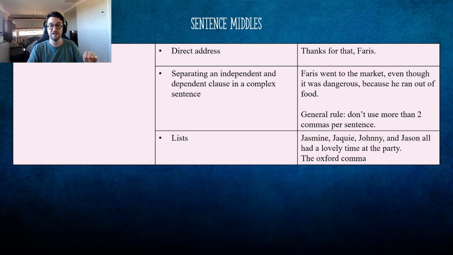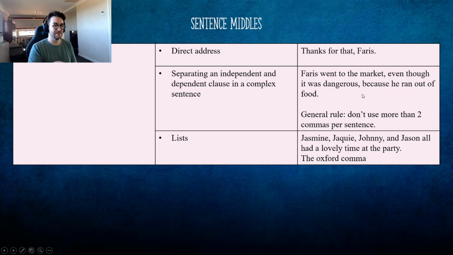It would be a compound sentence. Yes, it would be a compound sentence because would be taken out. No, because would be the conjunction. So actually, he ran out of food is an independent clause, even though I just said it was a dependent clause. My mistake. So, Faris went to the market, he ran out of food. Both of those are independent clauses, even though it was dangerous is a dependent clause. So, take out that middle bit, still makes sense. That would be a compound sentence.